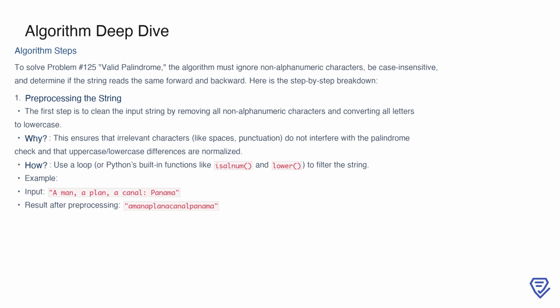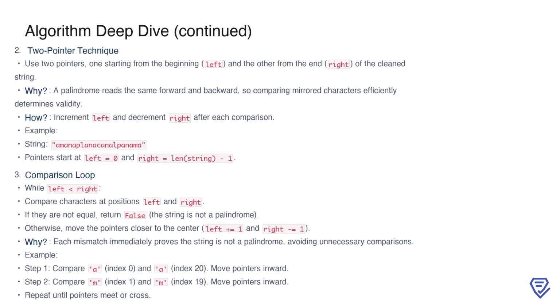For example, if the input is "A man, a plan, a canal, Panama", the result after pre-processing becomes "amanaplanacanalpanama". This cleaned version of the string is what we will use for further analysis. Now that we have a clean string, the next step is to apply the two-pointer technique.